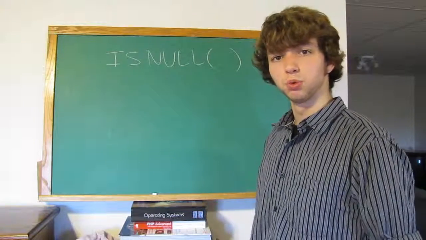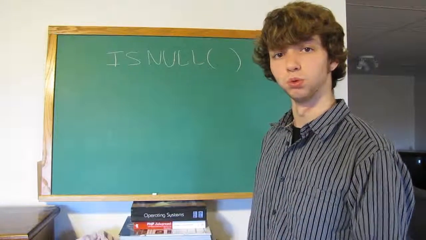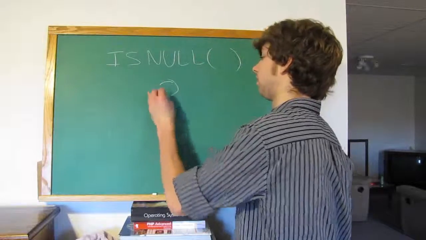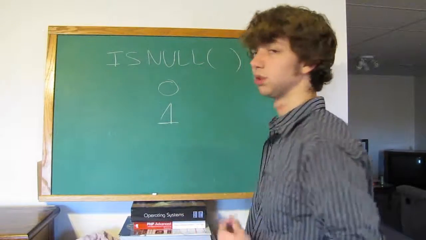Next is ISNULL. What this will do is it will test a given value within a function, and if it is null, it will return 0. If it's not null, it'll return 1.